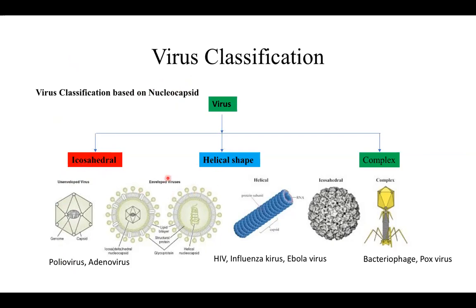In some of the viruses, the shape of the nucleocapsid is cylindrical or tubular in structure. These types of structures are known as helical shapes. Examples are hepatitis B, the SIV virus, the influenza virus, or the Ebola virus.